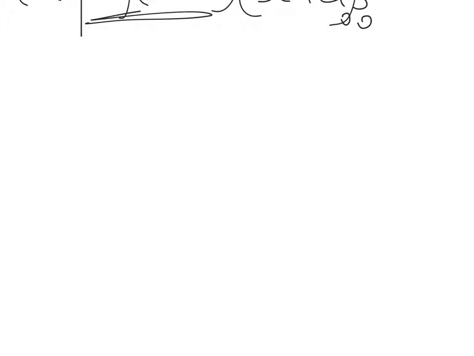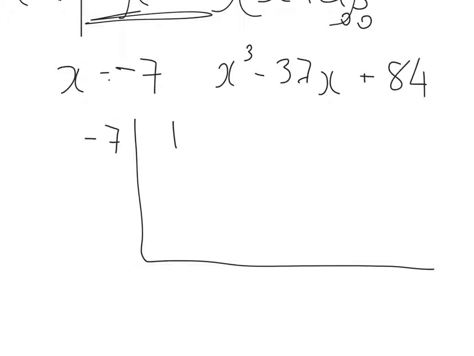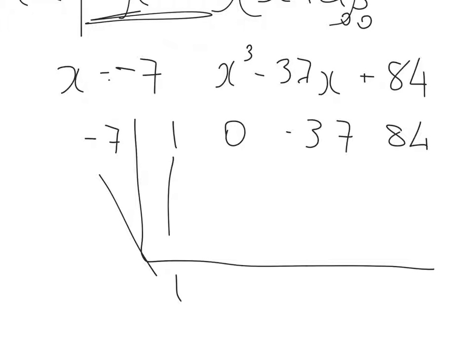Next one, we're going to show that x equals minus 7 is a root of x cubed minus 37x plus 84. So minus 7 goes up at the side. And I've got 1 being the coefficient of x cubed. There's then a 0 coefficient that I must include for x squared. Minus 37 and 84. Drop the 1 down, multiply by minus 7 is minus 7.